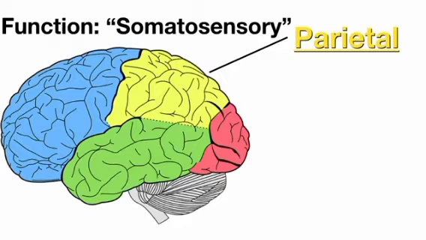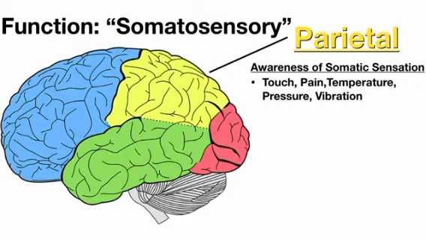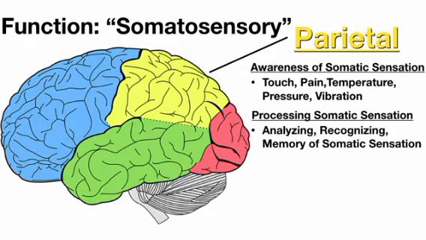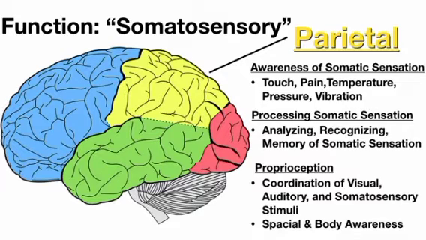So what exactly does this mean? Well, the parietal lobe is going to be involved in awareness of somatic sensation. This will include touch, pain, temperature, pressure, and vibration. It's also going to be involved in processing and analyzing this information, as well as storing it as memory so we can recognize it in the future. Lastly, we're going to talk about proprioception with the parietal lobe. This is the coordination of all the sensory stimuli so we can develop spatial and body awareness.